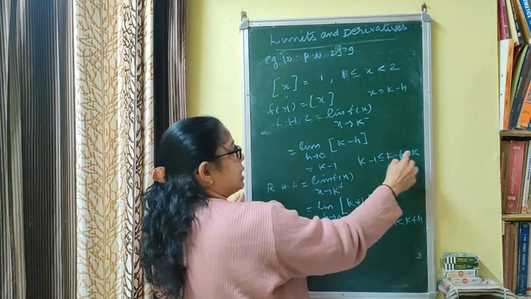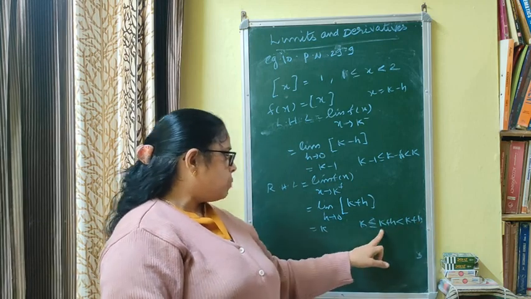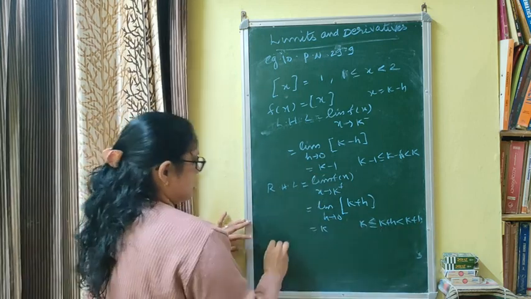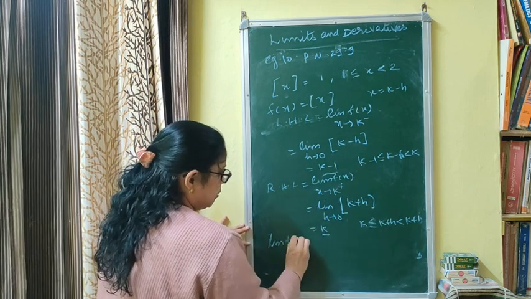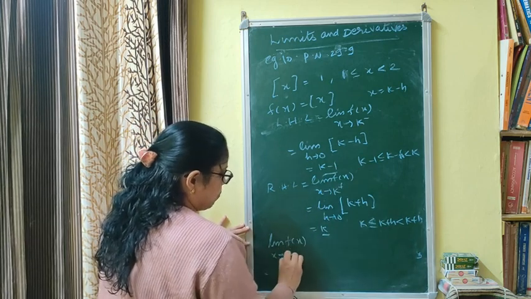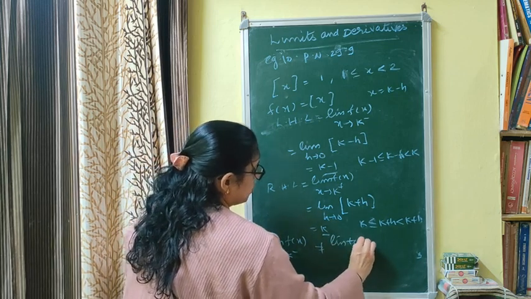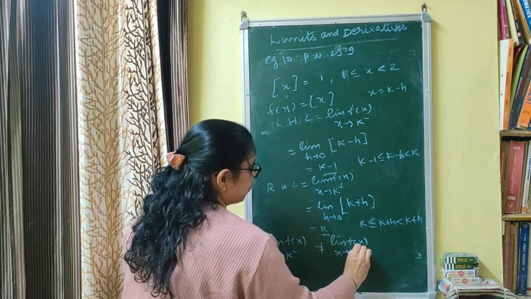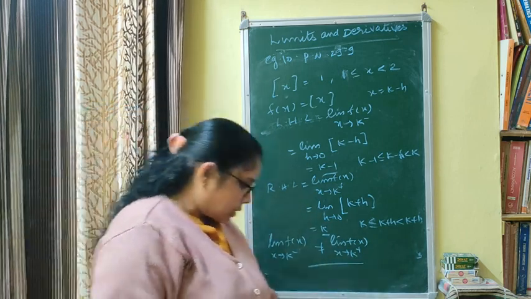If there, we had k minus h coming between k minus 1 and k, here k plus h comes between k and k plus 1, so we take k. That means limit fx as x tends to k minus is not equal to limit fx as x tends to k plus. Therefore, the limit of the greatest integer function at the integer point k does not exist.